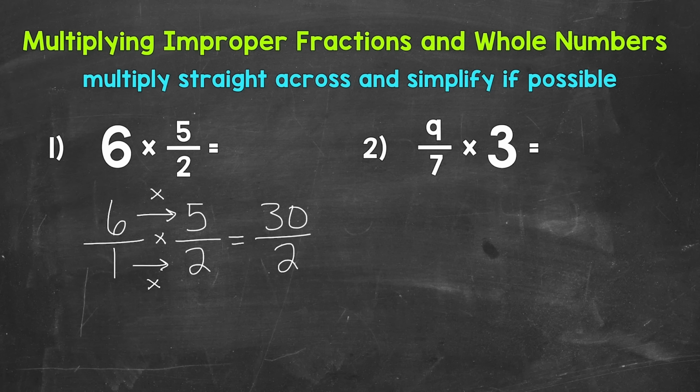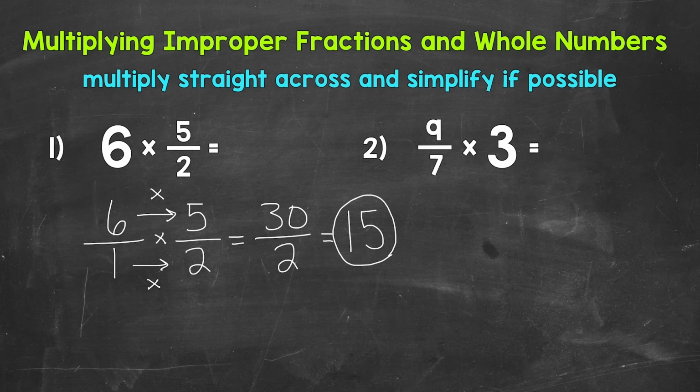But this is an improper fraction. So let's convert this to a mixed number. We do that by dividing the numerator by the denominator. So we have 30 divided by 2. How many whole groups of 2 in 30? Well, 15. And we hit 30 exactly. We do not have a remainder. So this actually works out to be a whole number, not a mixed number. Again, because we don't have a remainder there. So 6 times 5 halves equals 15.